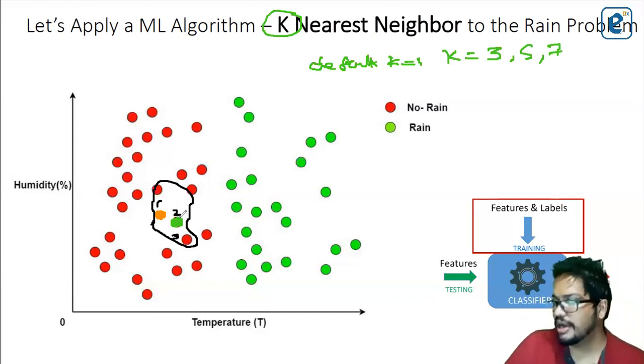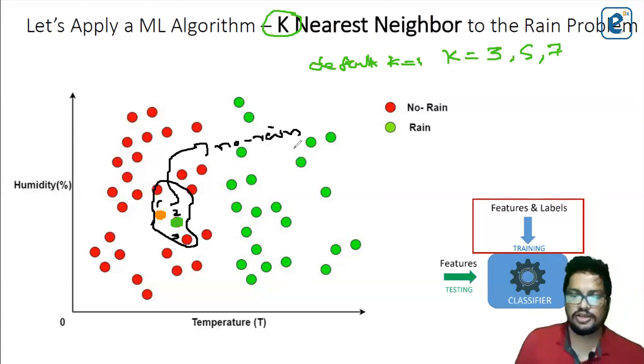The nearest one is a green one, but it's not going to matter since we have the majority of red. 2 reds are there. The nearest neighbor is this, so in this case, it's going to predict it as no rain.